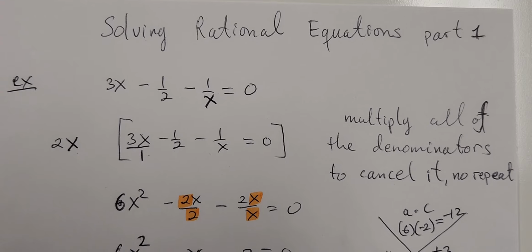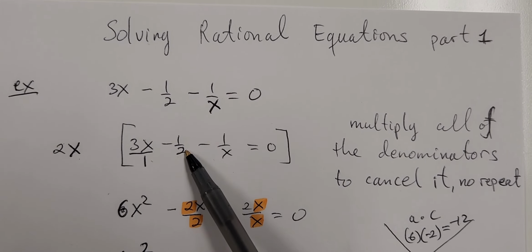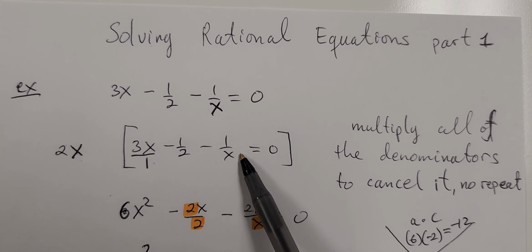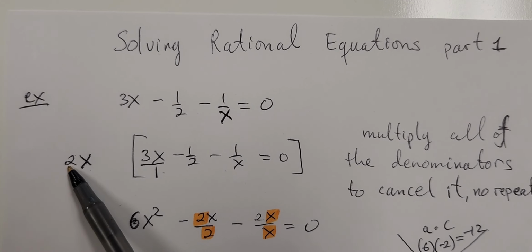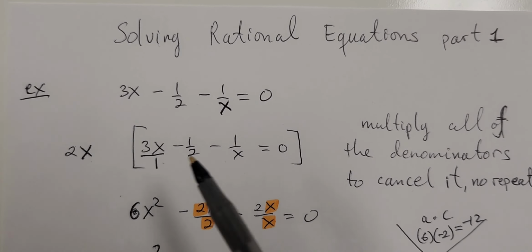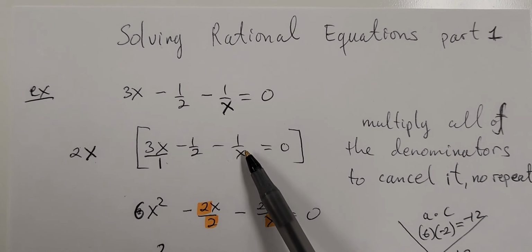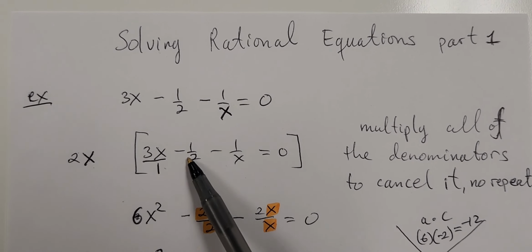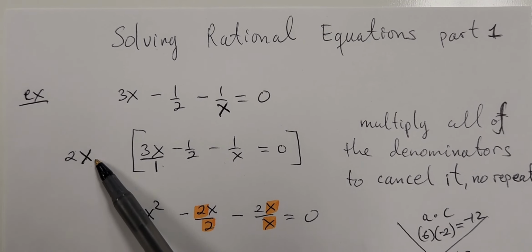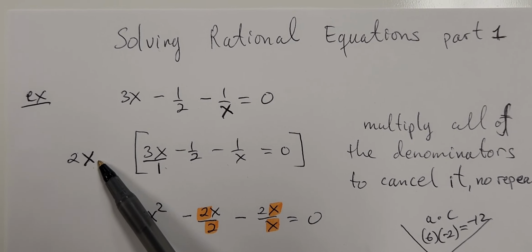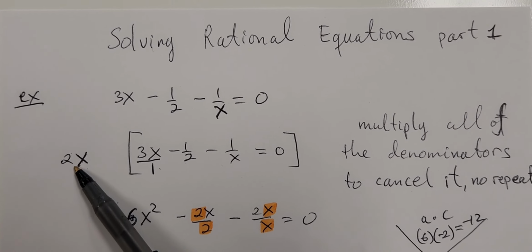This is what I'm trying to say. If there's a 2 here, and if there's another 2, then just write it one time only. Do not write two 2's. Here's another example. Here there's an x, and if there is another x, just write it one time only. Do not repeat the variable or the number.